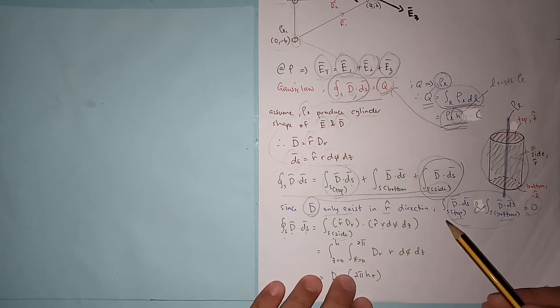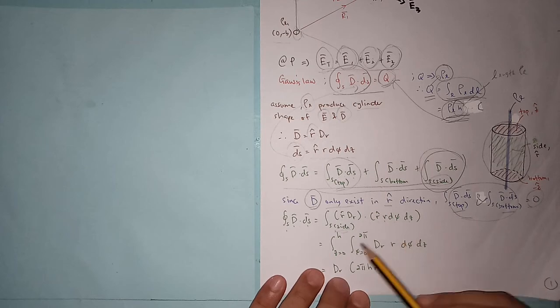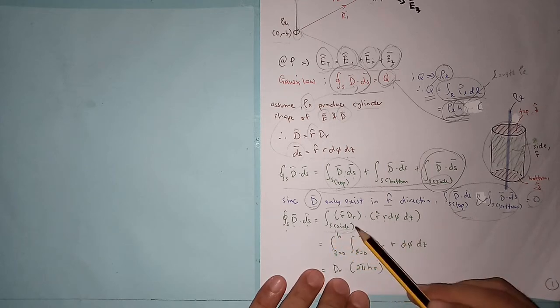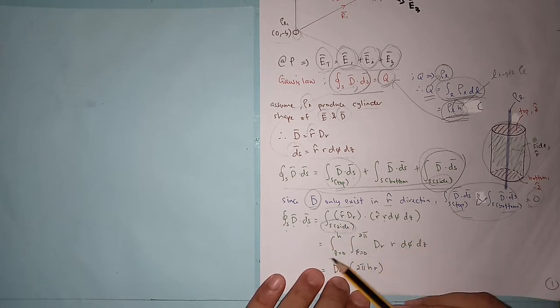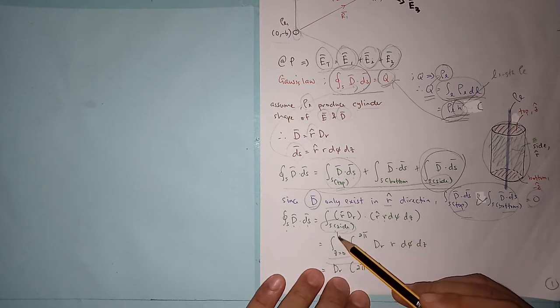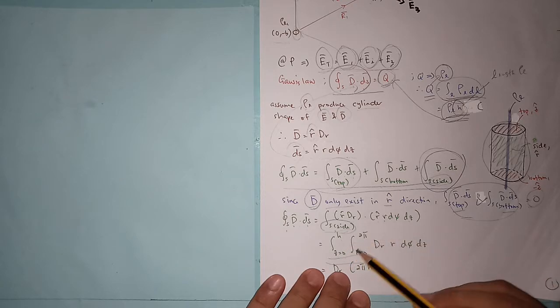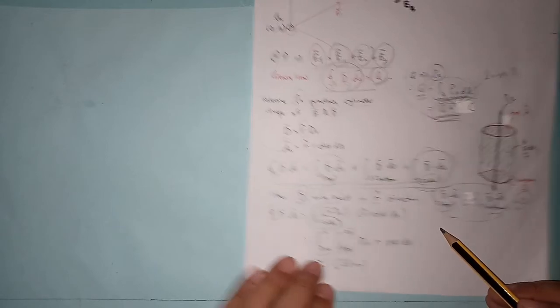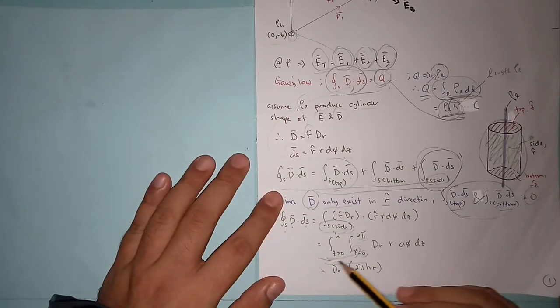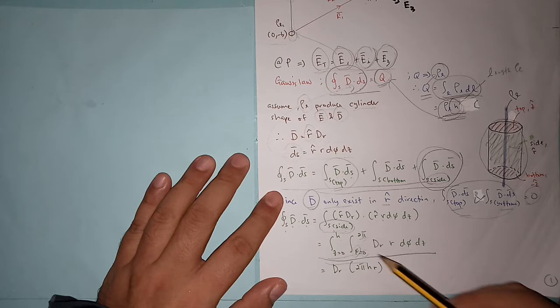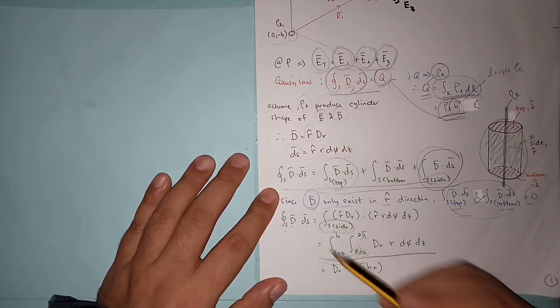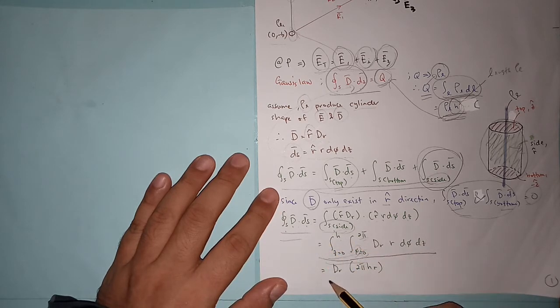Inside this surface integration, we need to perform a double integration. The first is z from 0 until h, and the second integration is phi from 0 until 2 pi. By solving this integration, the solution for this expression is given by this formula: Dr 2 pi h multiplied by r.